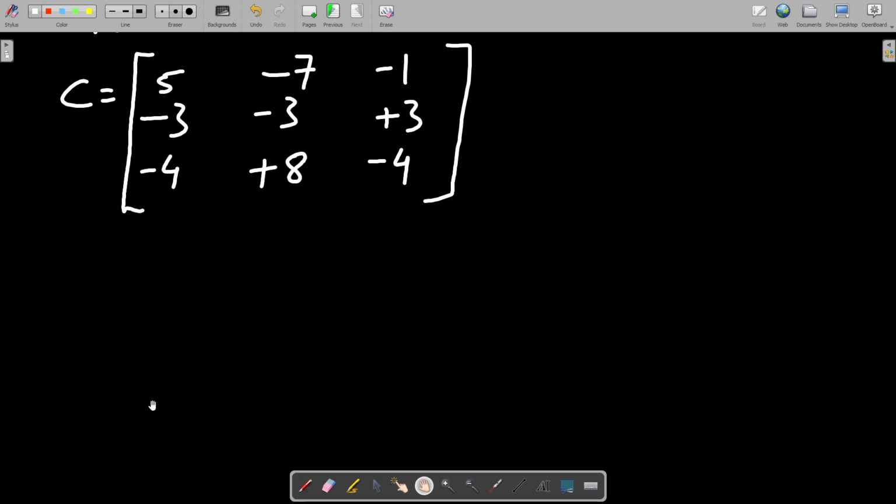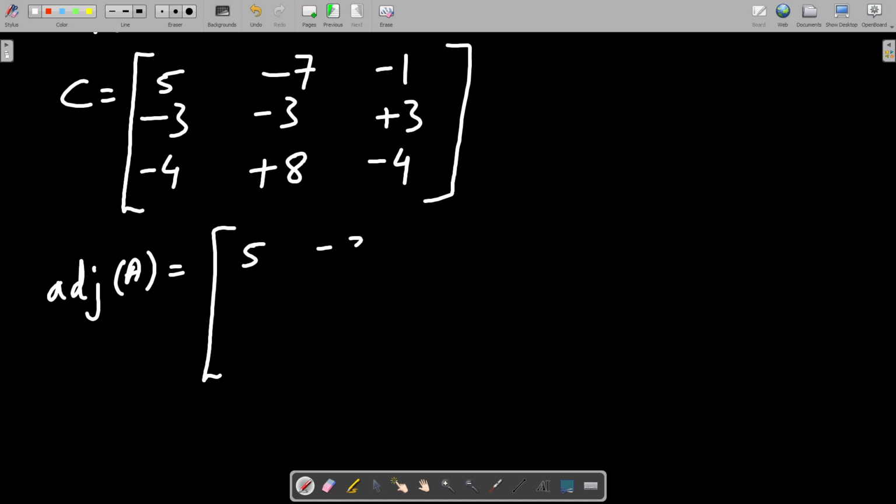So this is your cofactor of A. What is going to be your adjoint of A? Just take the transpose of this. 5, minus 3, minus 7, minus 3, plus 8, minus 1, plus 3, minus 4.